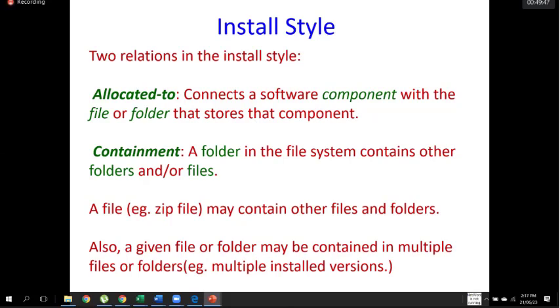And also there could be containment relations between the folders themselves, because one folder might contain another folder. For example, if you take a zip file, it is a container for many other files and folders. So the installation view captures this and is used for documentation.